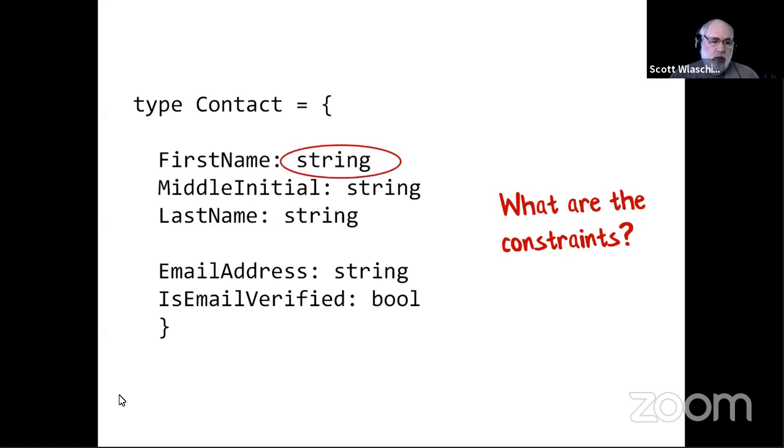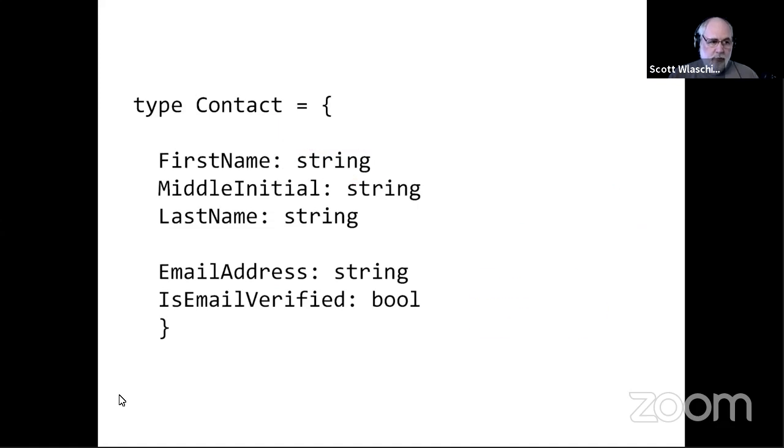What are the constraints? So the first name, can it be 1 billion characters long? Can it contain non-printable characters? There's almost always some sort of constraint on things. And again, there might be some validation logic somewhere, but it's not here. So let's say at some point you need to print it out on a mailing label, so it can't be more than 50 characters long or something.